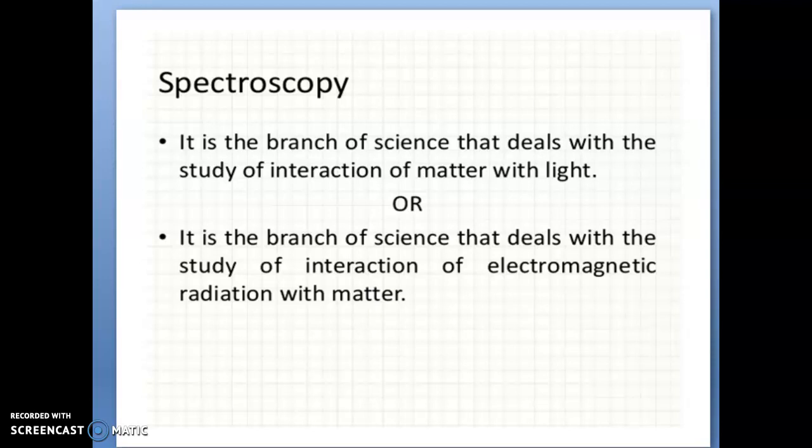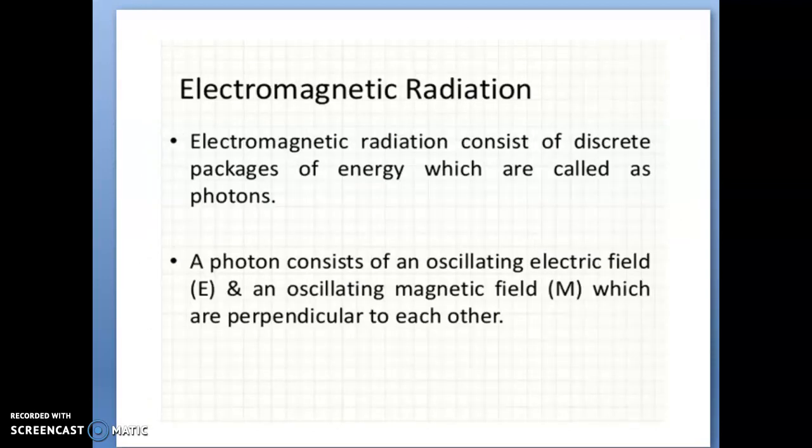I think you all know about spectroscopy. In a previous semester, you went through the spectroscopic chapters. So spectroscopy is the branch of science that deals with the study of interaction of matter with light, or otherwise, the study of interaction of electromagnetic radiation with matter. This interaction is known as spectroscopy. So first of all, we have to know what electromagnetic radiation is.